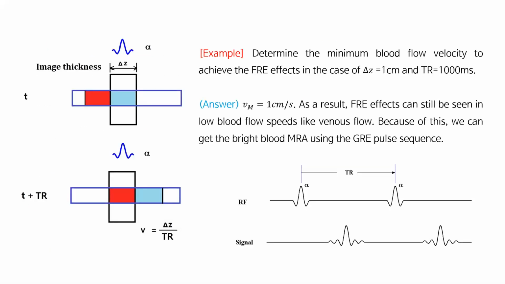This figure shows the FRE effect. Delta G is the image thickness, and at initial time t, blood is here, new blood is here, and after TR time later, this blood moves into the image thickness.